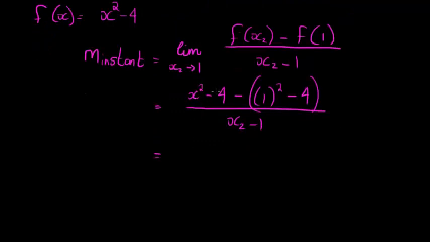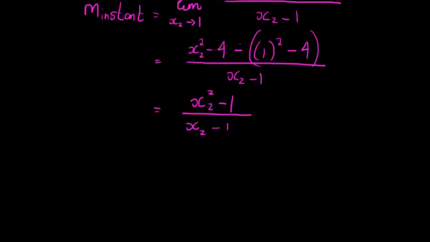Okay, so this is x squared, so in, x2 squared, sorry. So I get in the numerator x2 squared minus 4, and this negative, that would become a positive 4, so those two will cancel, and I will have 1 squared, so I will have x2 squared minus 1 over x2 minus 1.